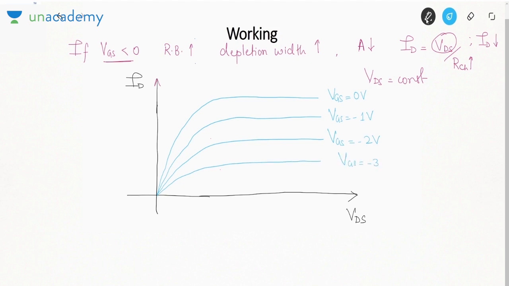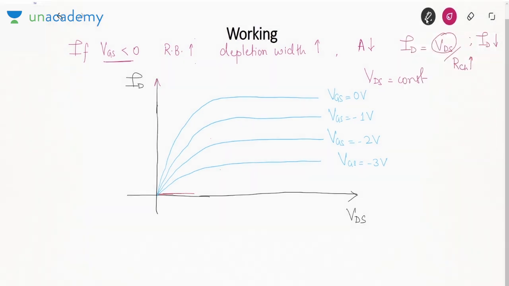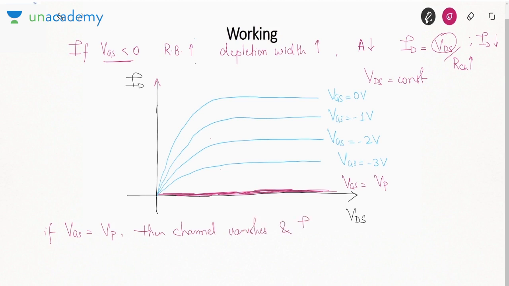VGS equal to minus 3 volt, and when you increase VGS to such a point that the entire channel vanishes, then drain current will be 0 and it will be called the pinch off voltage. So if VGS is made equal to VP, then the channel vanishes and ID equals 0.